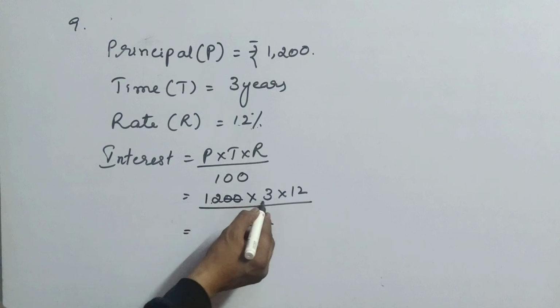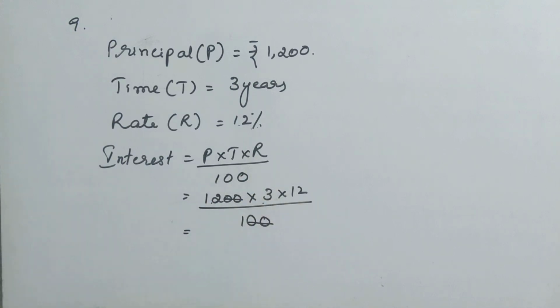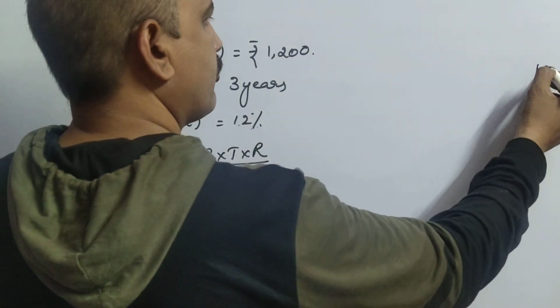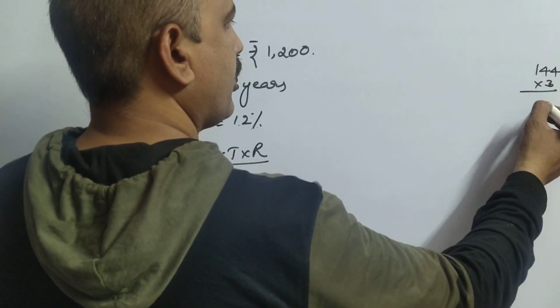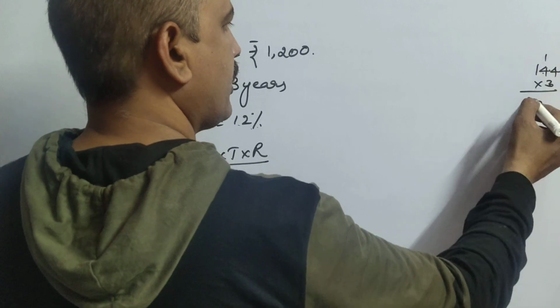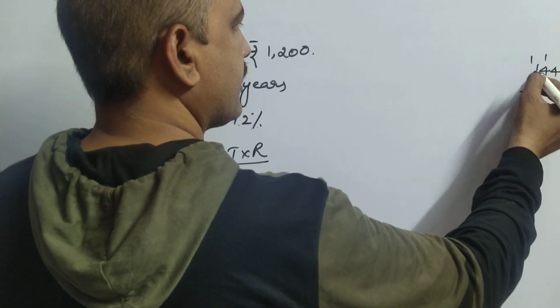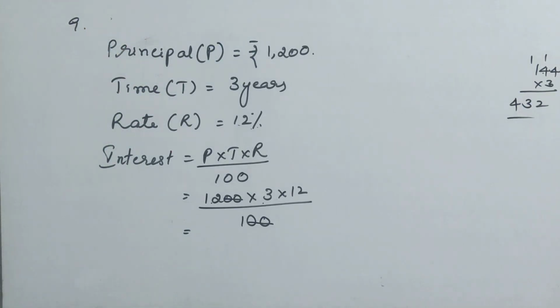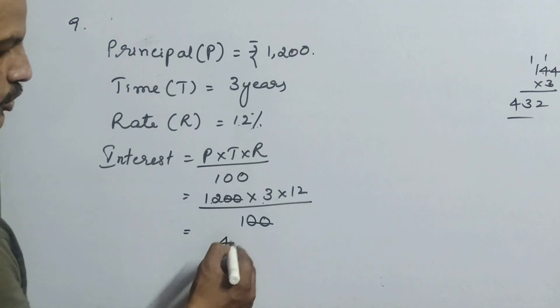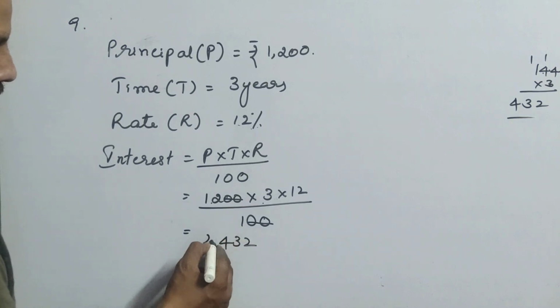Okay, now 12, 3 and 12. 12 12s are how much? 144. 12 12s are 144, into 3 now. 3 4s are 12, plus 1, 13. 3 1s are 3, plus 1, 4. So 432 rupees is the interest for 3 years.